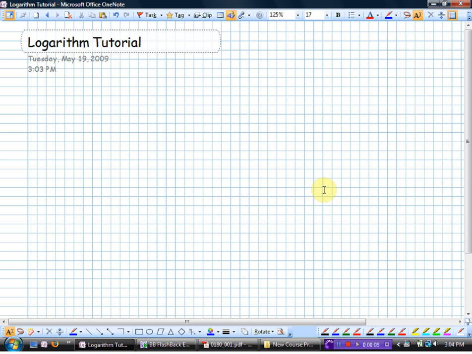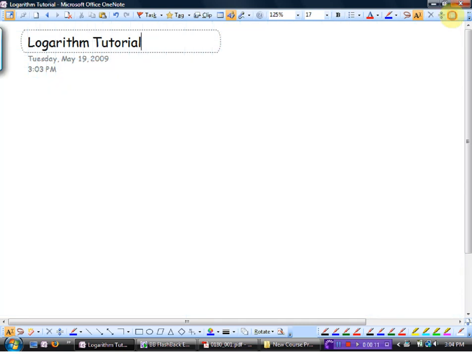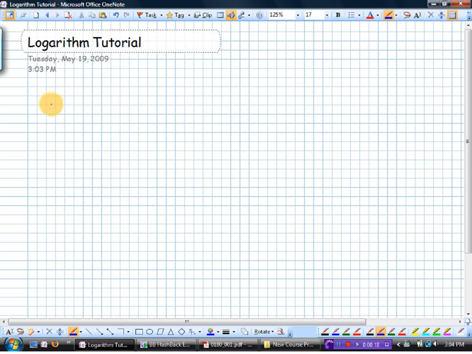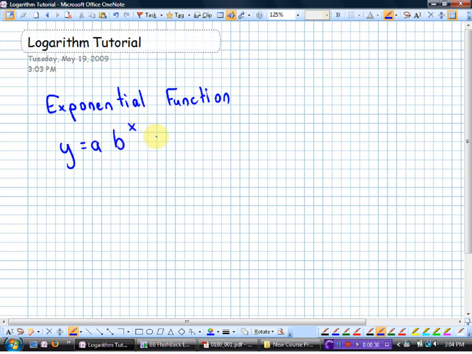Here we go. The basics. We started out, first of all, looking at exponents. We defined the exponential function. I need that graph paper back. The exponential function was something that looked like this. Well, really, that's what made it an exponential function. The x was an exponent.